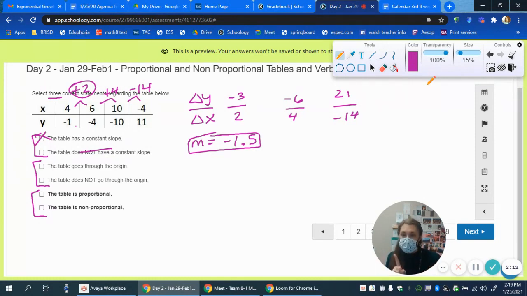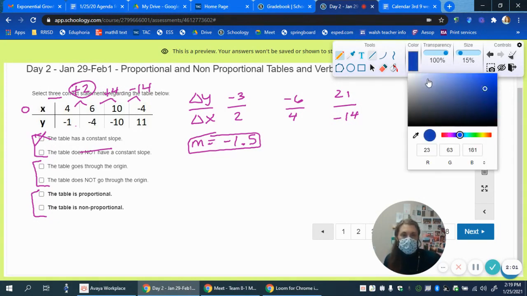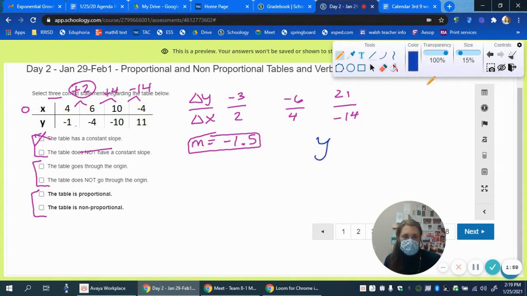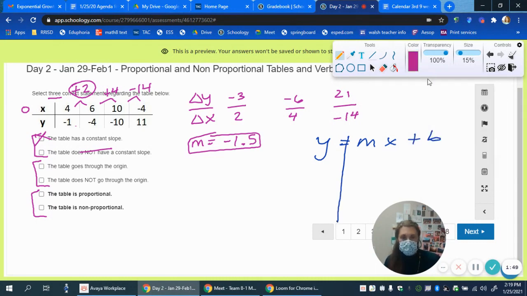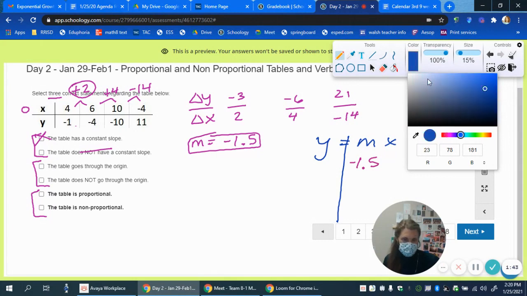So to do this part, because if I want the y-intercept, I need to see where x is 0, but that's not anywhere in my table. So here's the strategy. I'm going to use our equation y equals mx+b, and I'm going to substitute. So I already know my m is -1.5. And if you wanted to use -3/2, that's fine too. We'll all get to the same place.